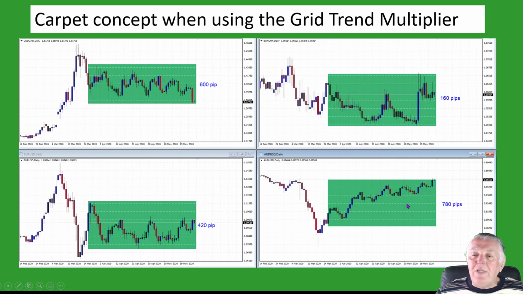600 carpet, but the odds had a very large carpet. In other words, the price needed a lot of room to move on, and it didn't do as well as the other currencies that required a small carpet. But I'll explain that in a little bit more detail as we watch an example of the Grid Trend Multiplier trading.